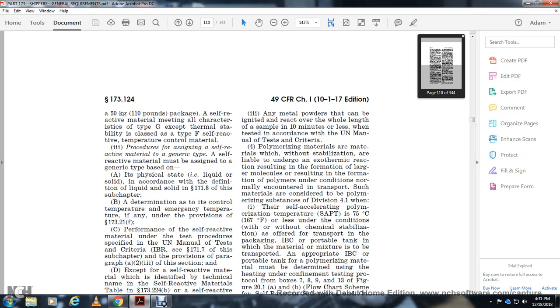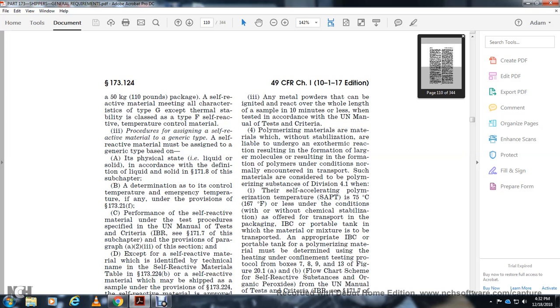Polymerizing materials which, without stabilization, are liable to undergo a strongly exothermic reaction resulting in the formation of larger molecules or polymers under conditions normally encountered in transport are considered polymerizing substances in Division 4.1, with self-accelerating polymerization temperatures of 161 to 167 degrees Fahrenheit or less, under conditions with or without chemical stabilization, for transport in packagings, IBCs or portable tanks. Materials or mixtures transported in the appropriate IBC or portable tank for polymerizing material are to be determined by heating under confinement, per the testing protocol, tests 7, 8, 9 and 13, figures 21A and B, flowchart scheme of self-reactive substances and organic peroxides, UN Manual of Tests and Criteria.